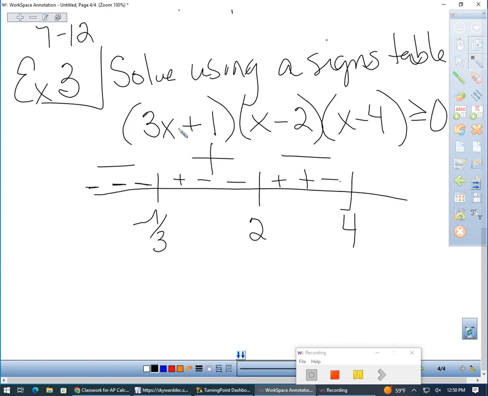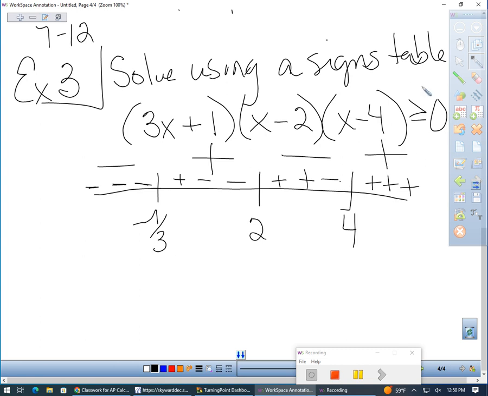And then I have to pick something bigger than 4. 5. If I put 5 in here, what do I get for my first parenthesis? Positive. How about in the second one? Positive. And how about the third one? Positive. So 3 positives multiplied together gives us positive.